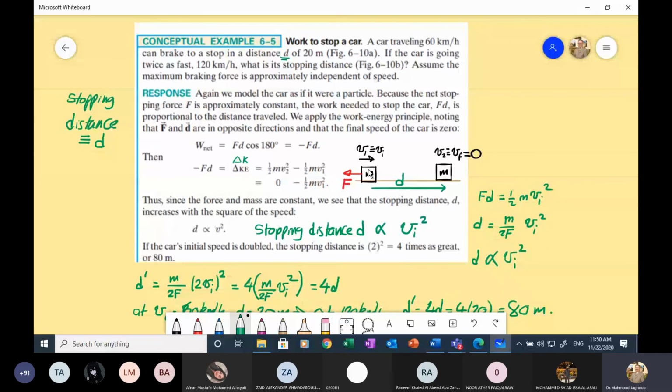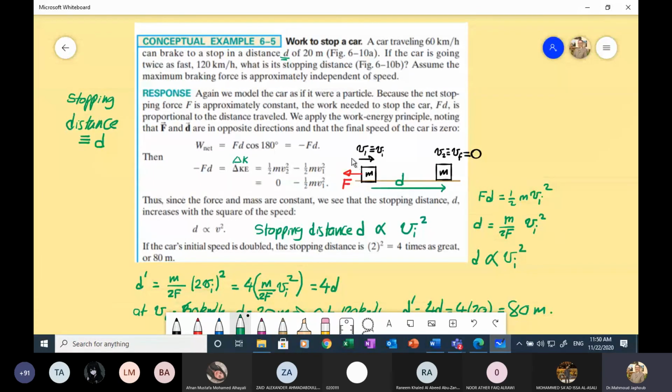Now look at the car. It's moving with an initial velocity v1, which I like to call v initial, and eventually it has a velocity of v2 equals 0, which I like to call v final. I always like to use initial and final. Now the car stops after covering a distance d. If you take the magnitude, this is displacement. So it stops after making a displacement of magnitude d in the positive x direction.